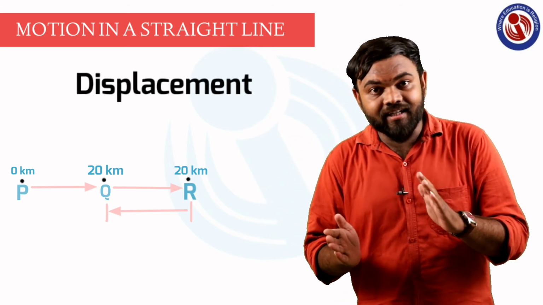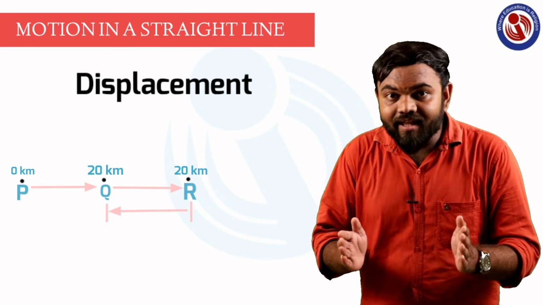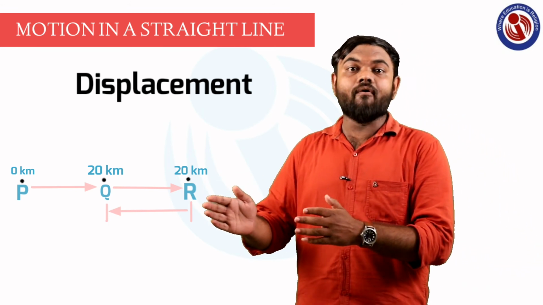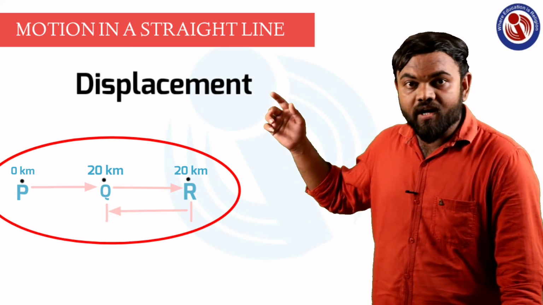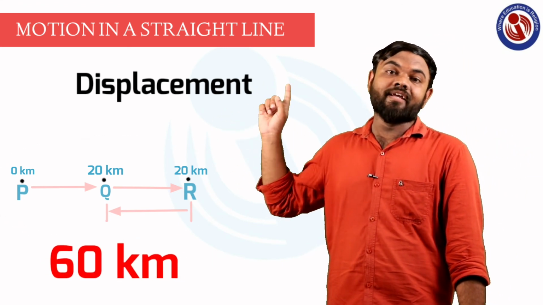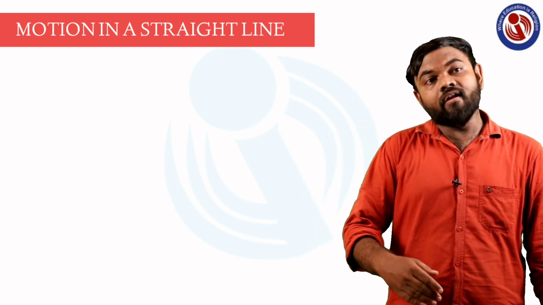But displacement is ending point and starting point. Here path length is the total distance covered by the object. What is the total distance covered by the object here? 60 kilometers. Okay?